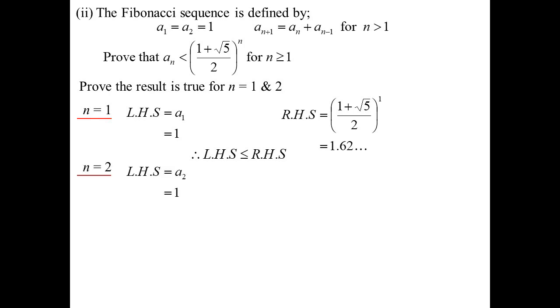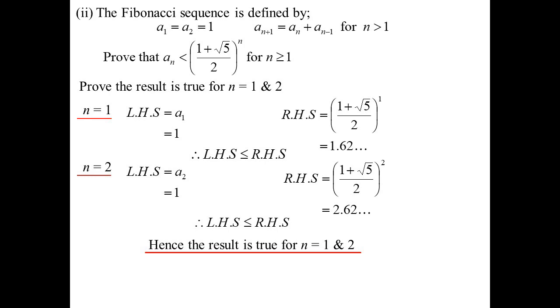Let's have a look at n equals 2, which also is 1, but the right hand side is now the golden ratio squared. Oh, it gets bigger. 2.62, so yeah, 1's still less than that. Yep, true for the first two cases.